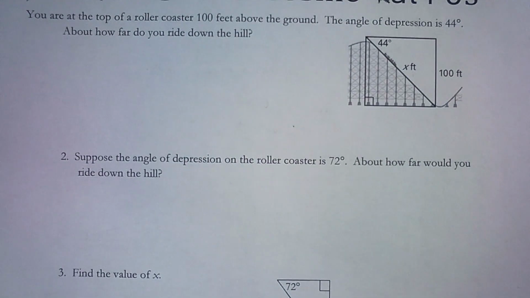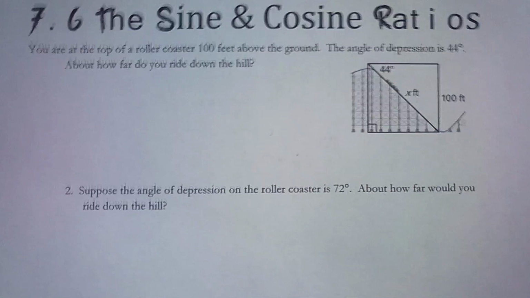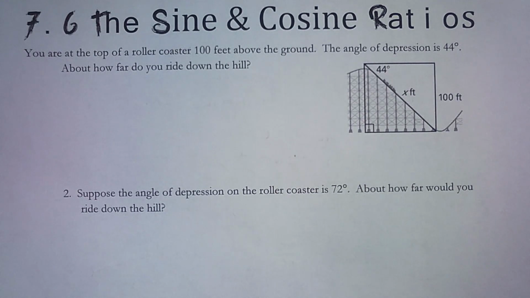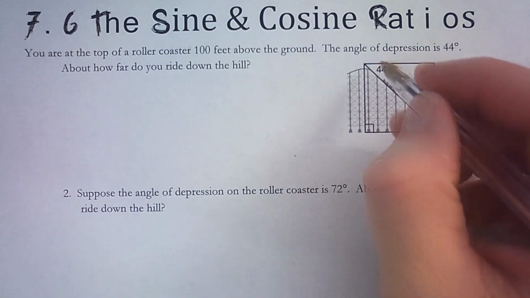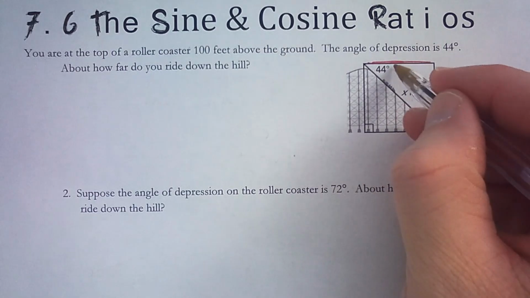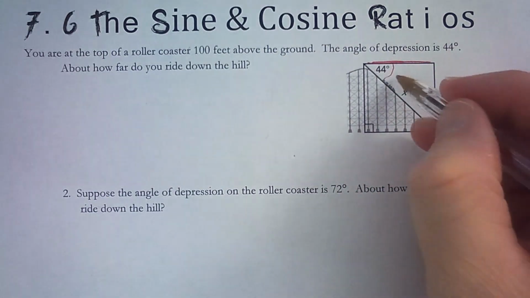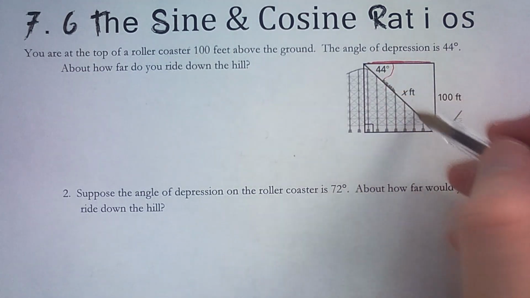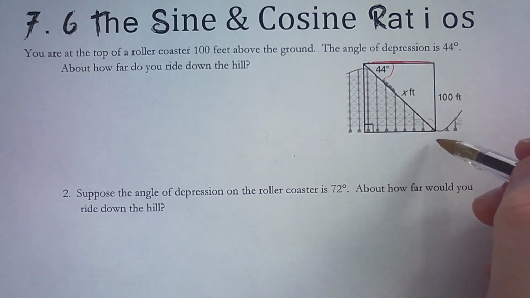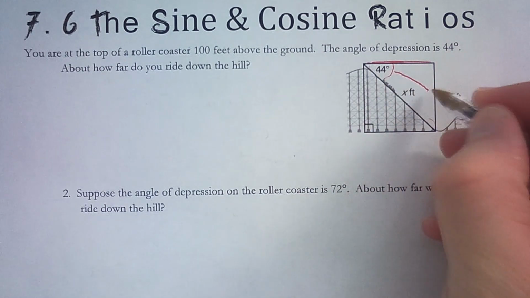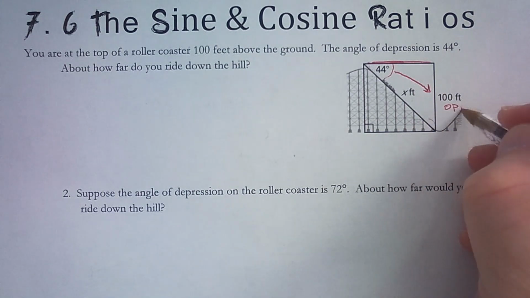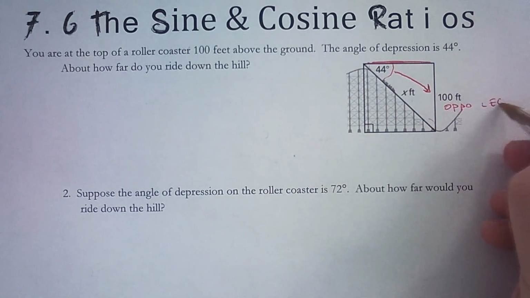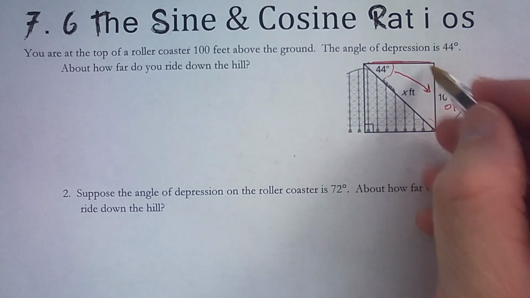Okay, so here's a roller coaster. You're at the top of a roller coaster, 100 feet above the ground. The angle of depression, so that means you've got a horizontal line and then an angle that opens downward. So we've got this angle of depression of 44 degrees. About how far do you go down the hill? So how many feet of track is this approximately? Okay, so across the triangle we have 100 feet. That is the opposite leg. X here is the hypotenuse.